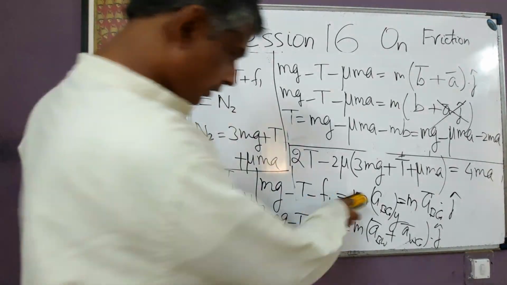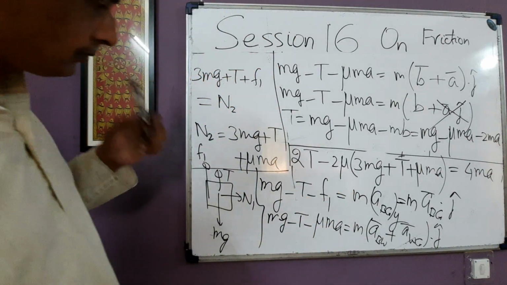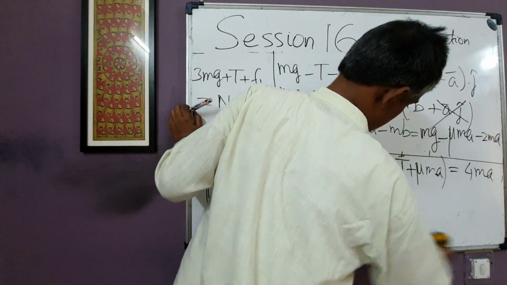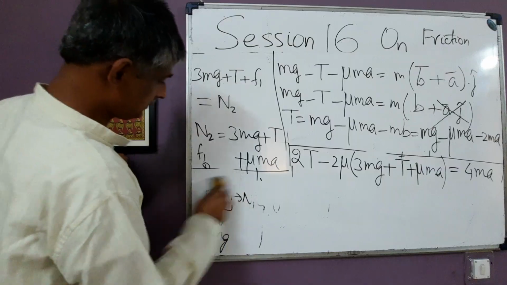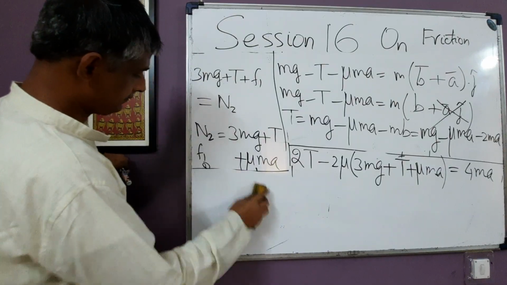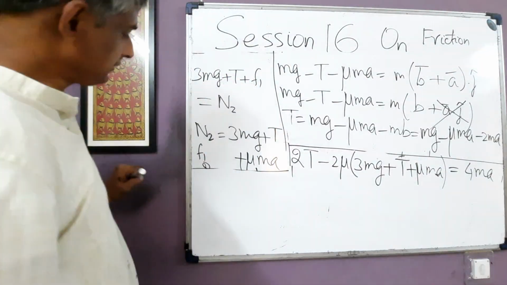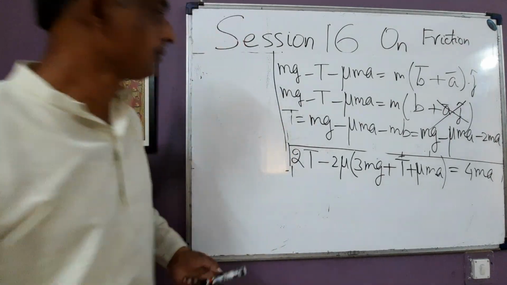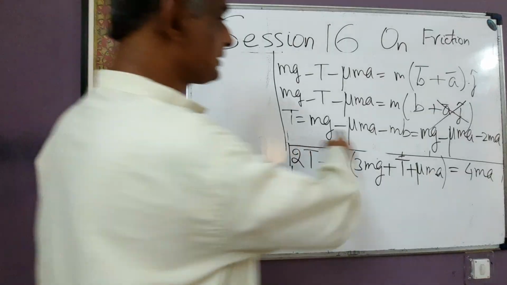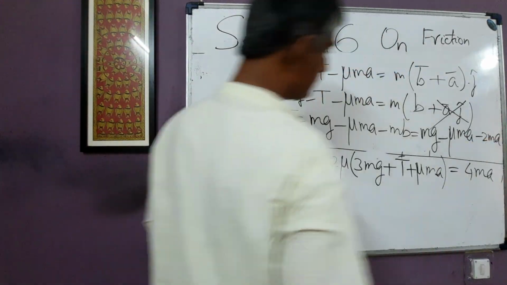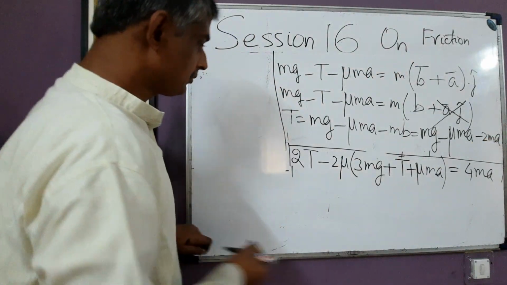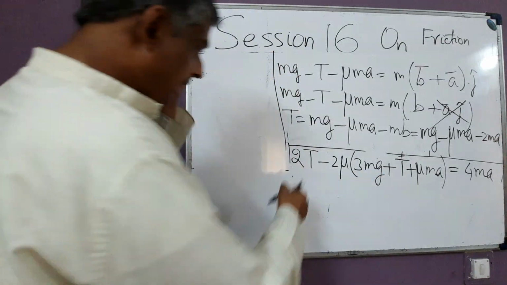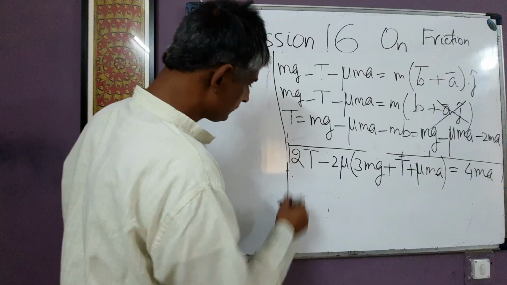Now I rub this one. So T is equal to mg minus mu ma minus 2ma. Now this T I substitute in this equation. First what I do is simplify it. T is common here, T is common here. I have to remove this 2 first. 2 goes away. 2 is a common term.